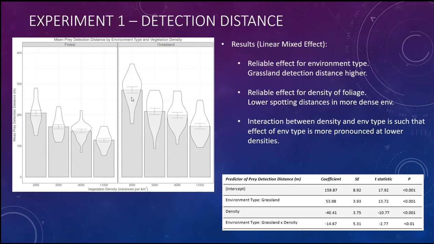So when you've got a very sparse grassland and a very sparse forest, the difference in average prey detection distance between these two will be greater than in a very dense environment, presumably because in a very dense environment, the object can be completely hidden from view a little bit more. So this is what we found initially. This was all worked out using linear mixed effects modeling and some statistics. It's all in the paper how we arrived at all this, just to give you an overview.